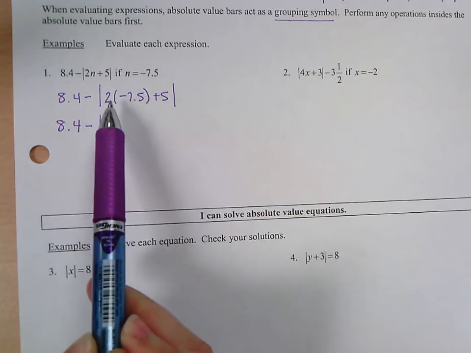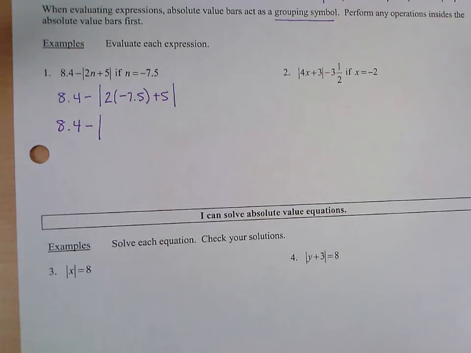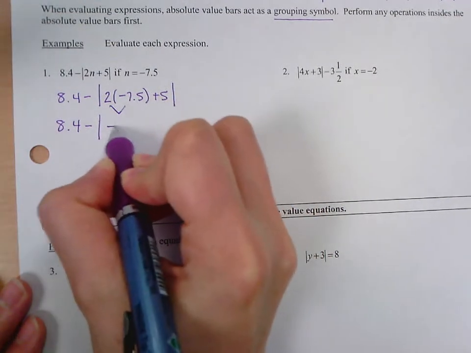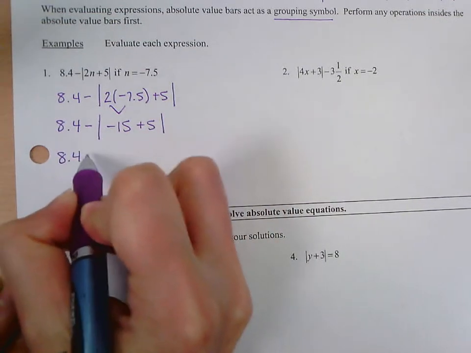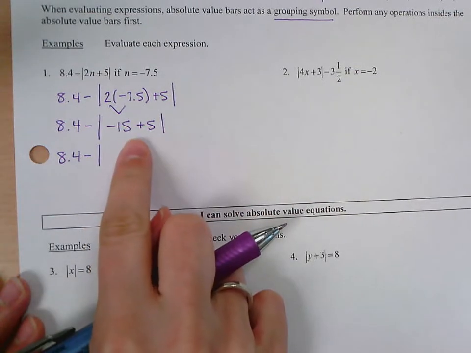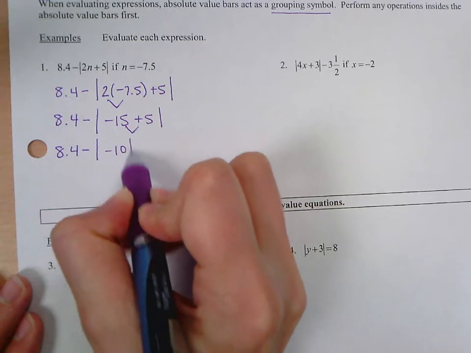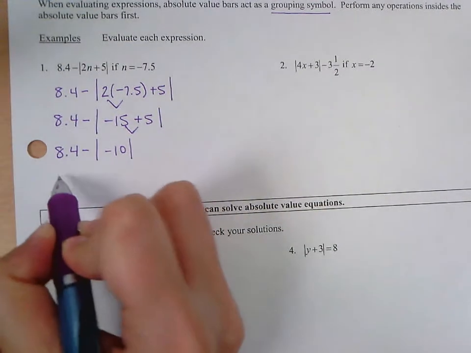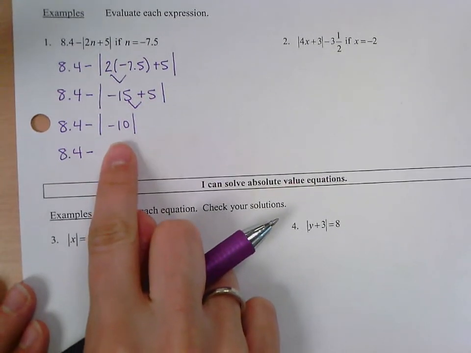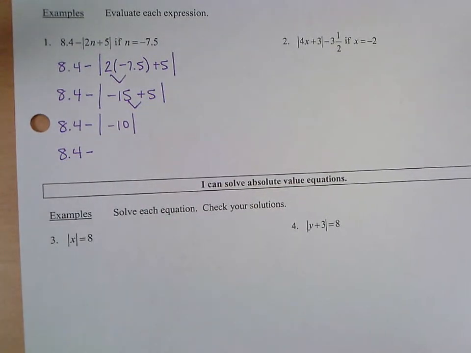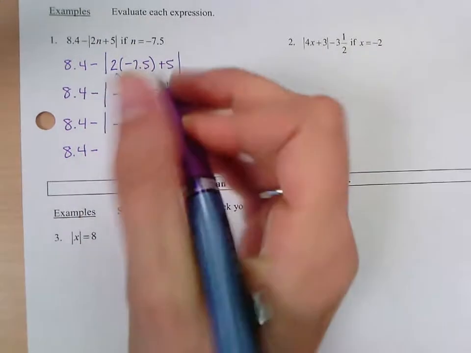So I'm going to keep the 8.4, keep the minus, have the absolute value of. Inside here, I need to multiply before I add. So 2 times negative 7.5 is negative 15. Still keep the 8.4 minus. Then I would add the negative 15 and the 5 to get negative 10. So now when I have one number in the absolute value bars, now is when I take the absolute value. So I have 8.4 minus the absolute value of negative 10, which is positive 10.